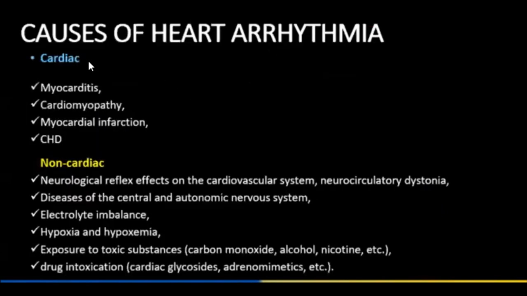Causes of heart arrhythmia: cardiac and non-cardiac. Cardiac: myocarditis, cardiomyopathy, myocardial infarction. Non-cardiac: neurological reflexes affecting the cardiovascular system, neurocirculatory dystonia, disease of the central and autonomic nervous system, electrolyte imbalance, hypoxia and hypoxemia, exposure to toxic substances such as carbon monoxide, alcohol, nicotine, and drug intoxication, cardiac glycosides, adrenomimetics, etc.